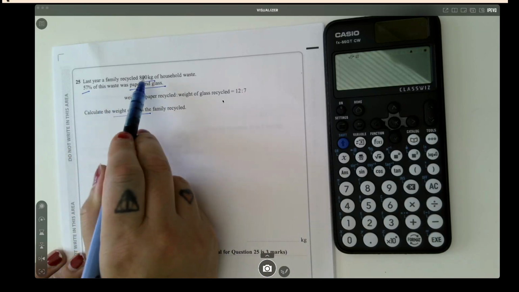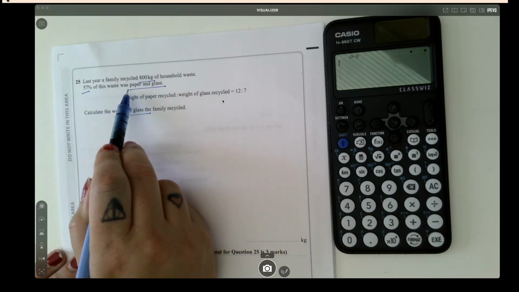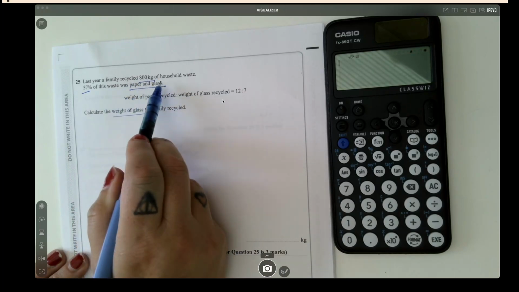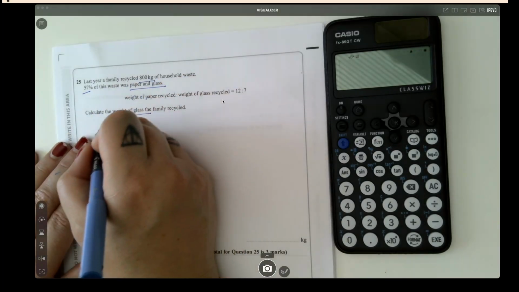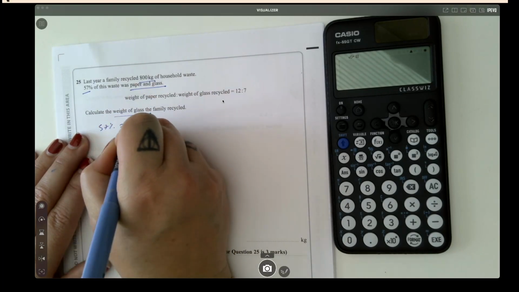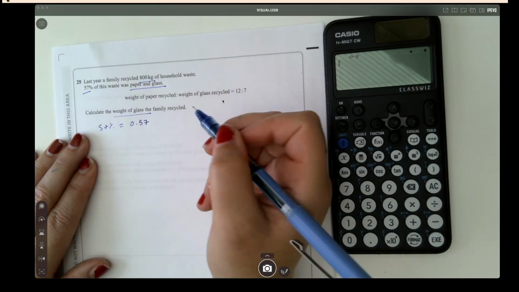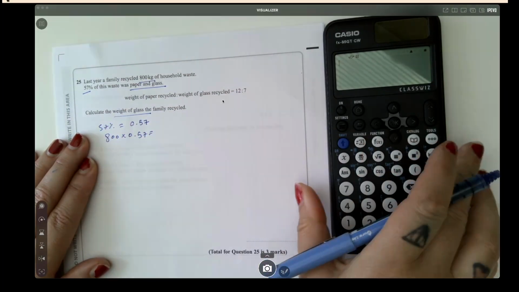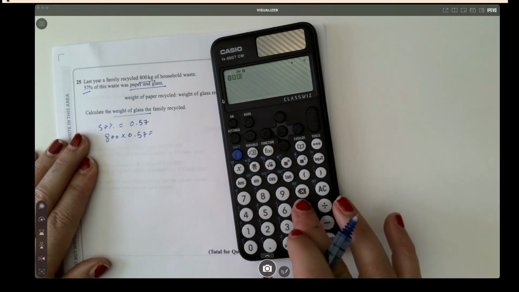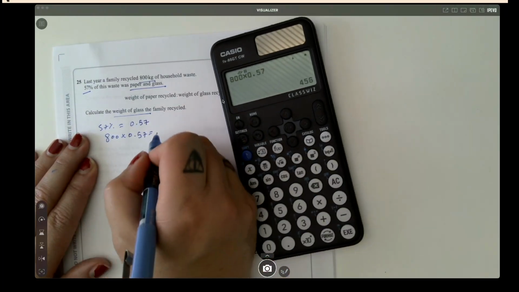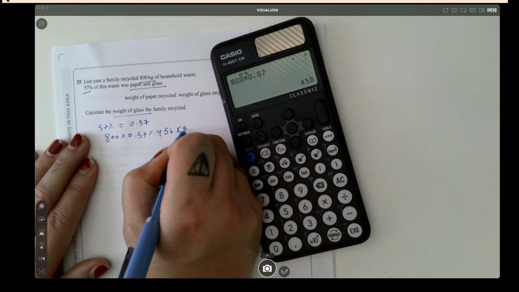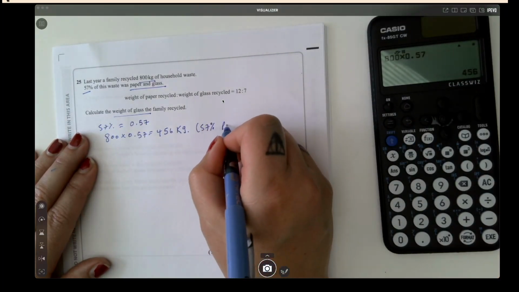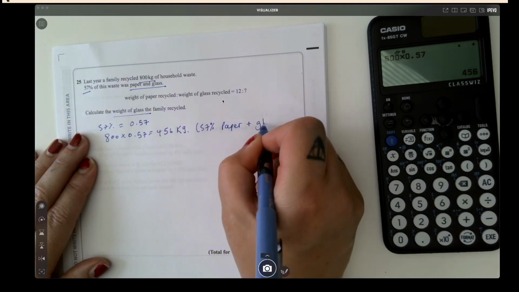So first thing I'm going to do is find out 57% of 800, because this is the total weight of paper and glass. So 57% is 0.57 as a multiplier. If I do 800 times 0.57, that will tell me what 57% is. So that's 456 kilograms, and that's the 57%, which is paper and glass.